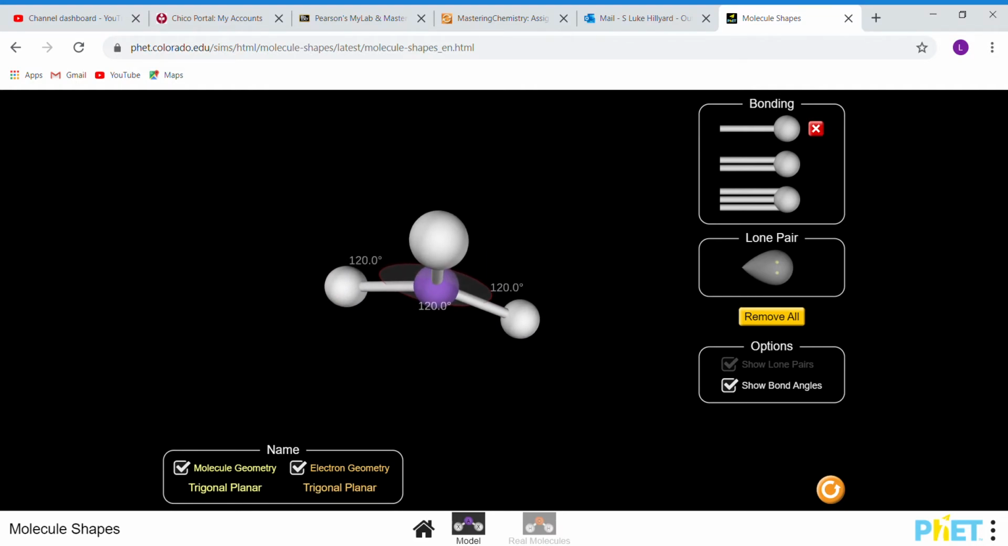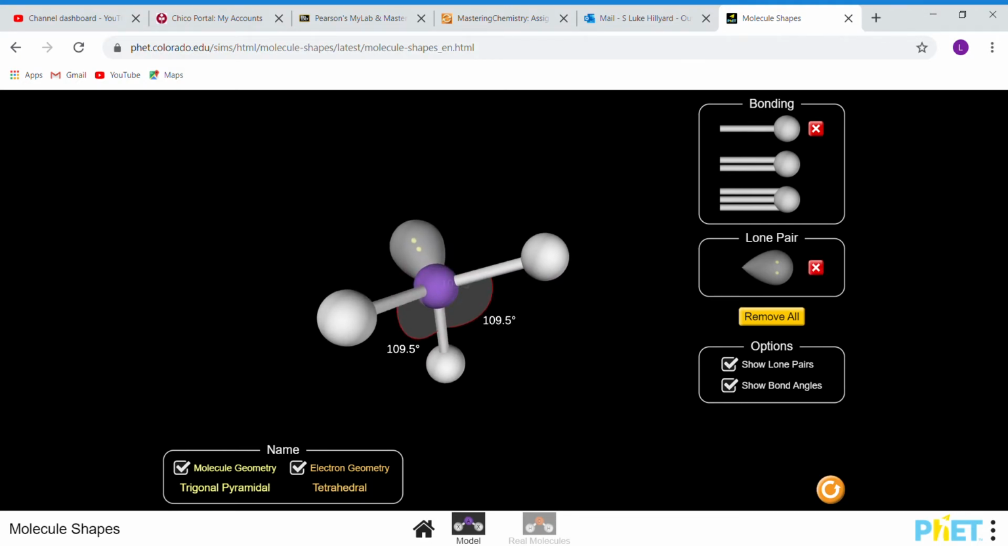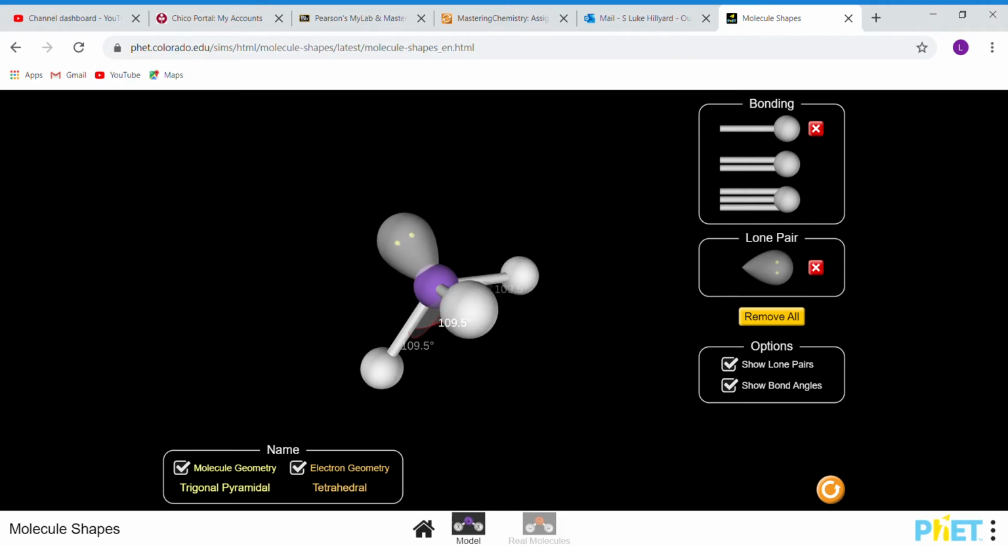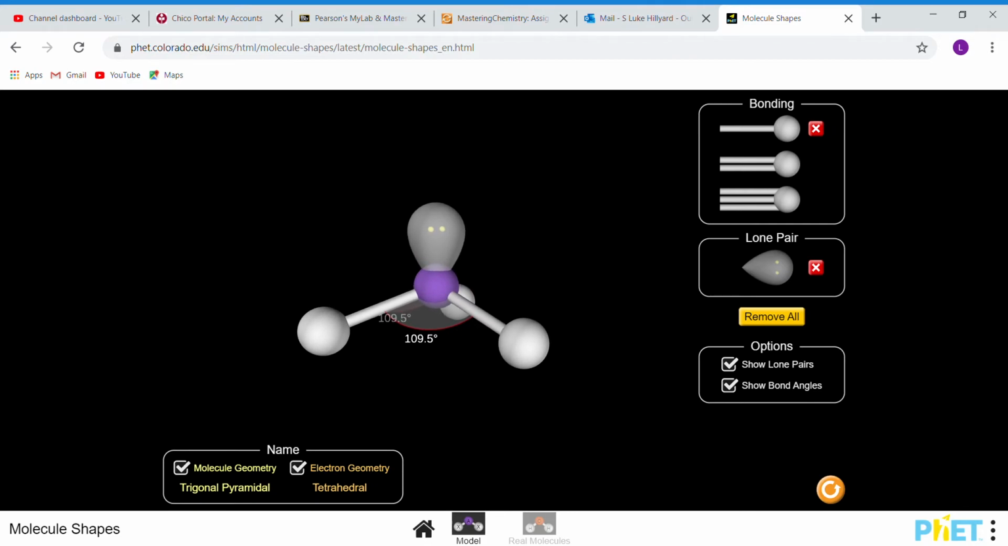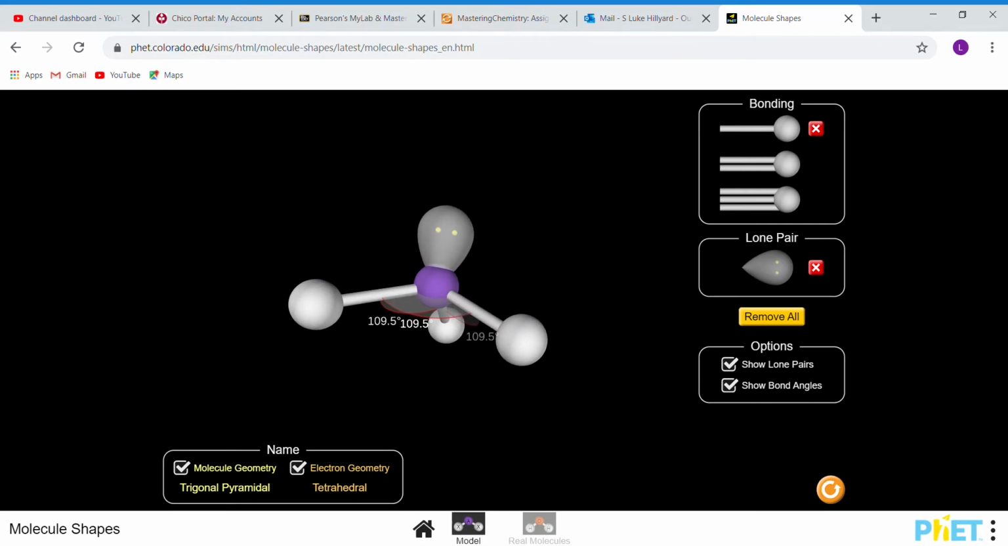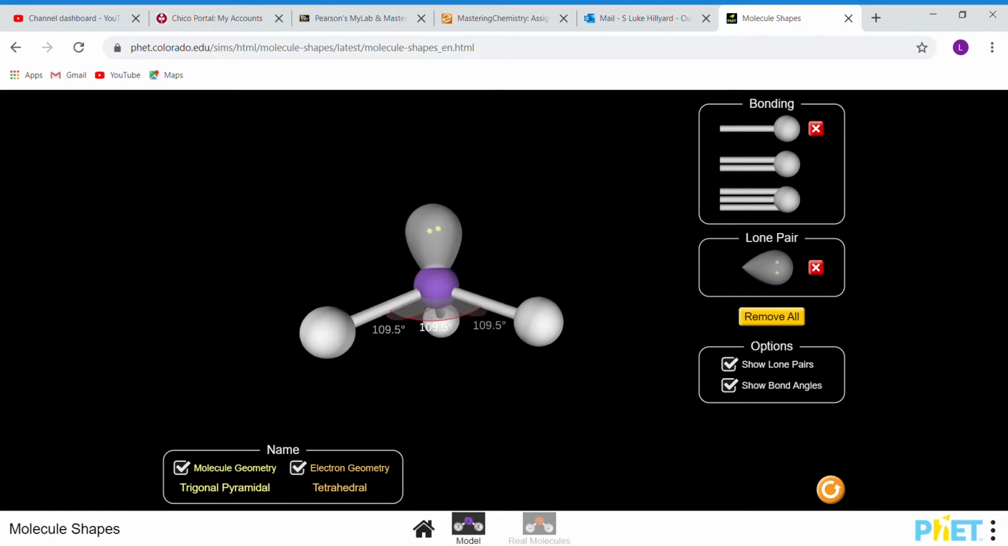All right, take off an atom, put a lone pair on there, and what do we have? Now we have trigonal pyramidal. This would be like ammonia. Okay. And if we rotate it around, all those bond angles are 109.5. Because if you watch the bond angle video, they're not exactly 109.5. They're a little bit smaller than 109.5. But here, molecular geometry and electron geometry are not the same because we've added the lone pair.